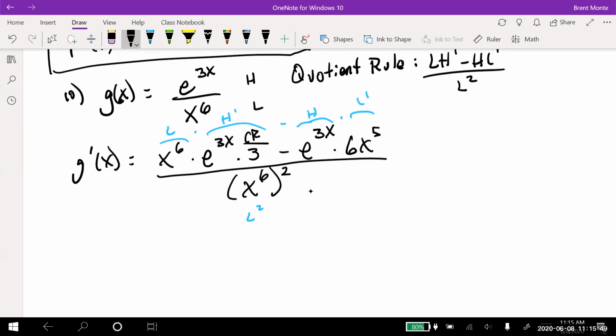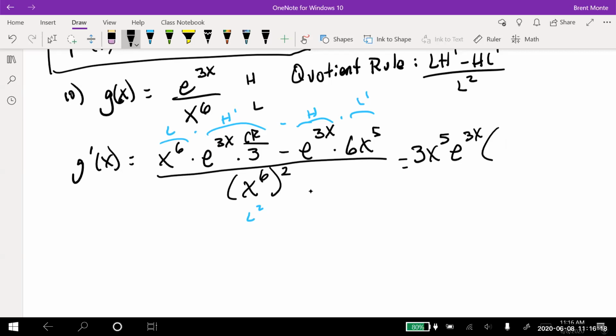All right, so let's see. What's common on top? We've got an x to the 5th and an e to the 3x. So I can factor out that x to the 5th and the e to the 3x. And let's see, there's still a 3 and an x left in that first piece. And in the second piece, just the 6. Oh, I could have factored out the 3 also. Let's pull that 3 out here as well. Erase that 3. So I factored out a 3.